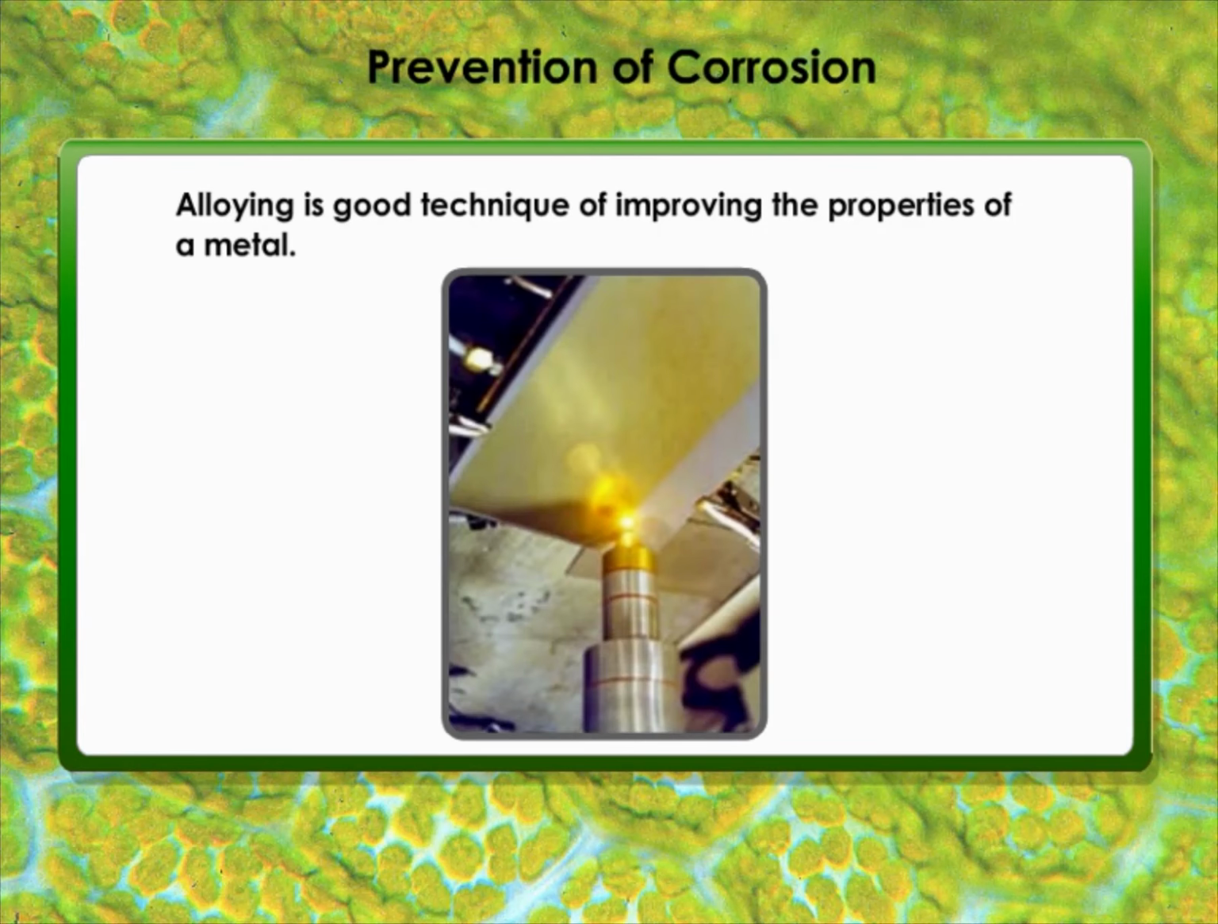Alloying is a very good method of improving the properties of a metal. We can get the desired properties by this method. For example, iron is the most widely used metal, but it's never used in its pure state. This is because pure iron is very soft and stretches easily when hot. But if it's mixed with a small amount of carbon, about 0.05%, it becomes hard and strong. When iron is mixed with nickel and chromium, we get stainless steel, which is hard and does not rust.